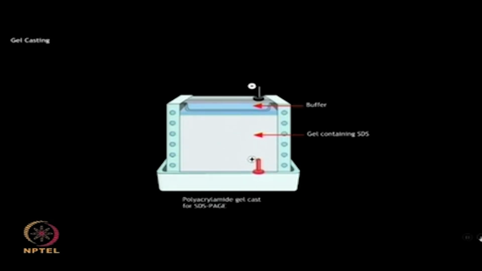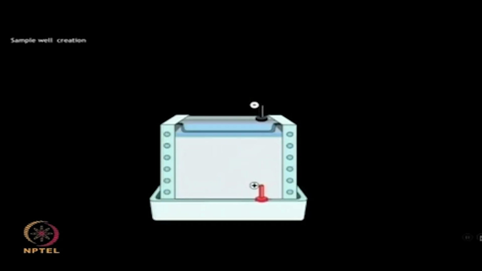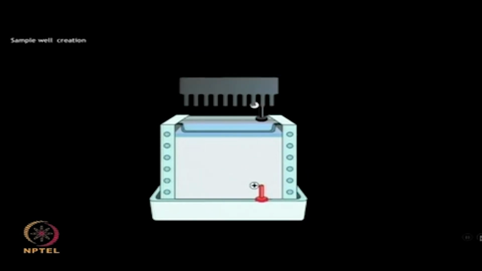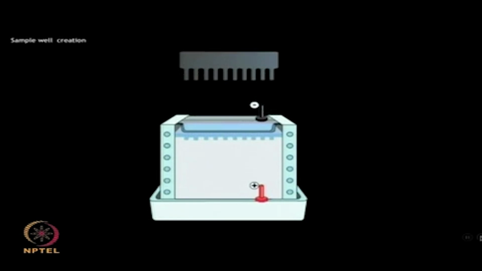Next step is to create the wells in these gels. The sample wells of uniform size, shape and separation are made using a comb which is placed in the gel as soon as it has been poured. After the gel has polymerized, the comb is removed, leaving the gel ready to start the process.